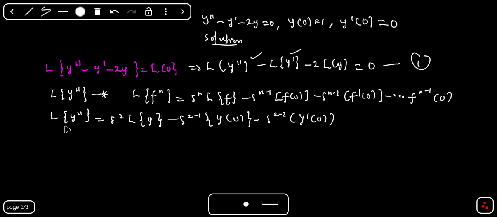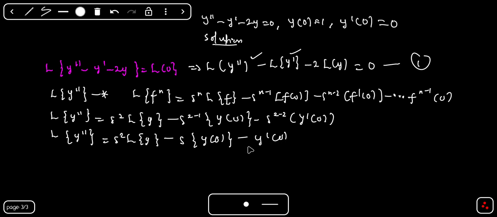Then we're going to have the Laplace transform of y'' equal to s^2 multiplied by the Laplace transform of y. Then we know that 2 minus 1 will give us 1, so minus s multiplied by y(0), then minus s^(2-2). 2 minus 2 will give us 0, and s^0 will give us 1, so minus y'(0). We know the initial values: y(0) is 1, and y'(0) is 0.